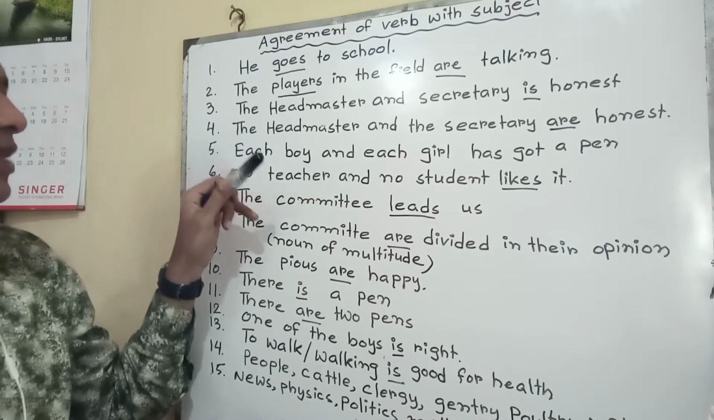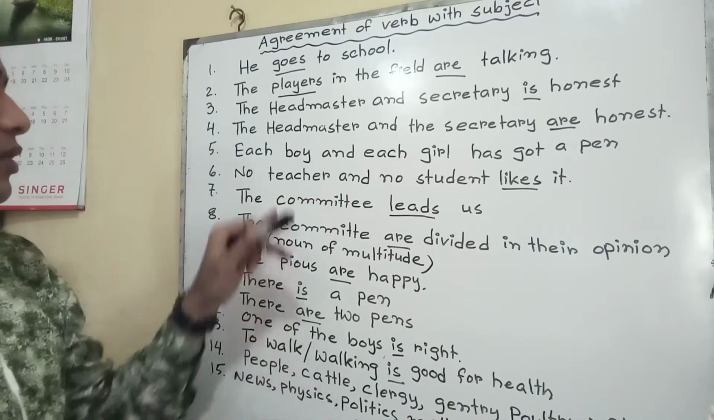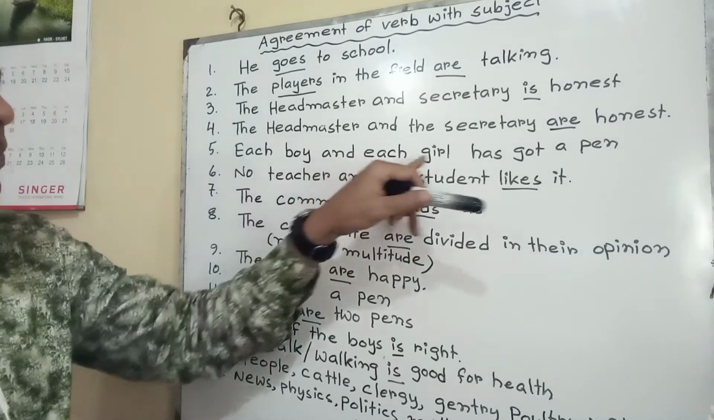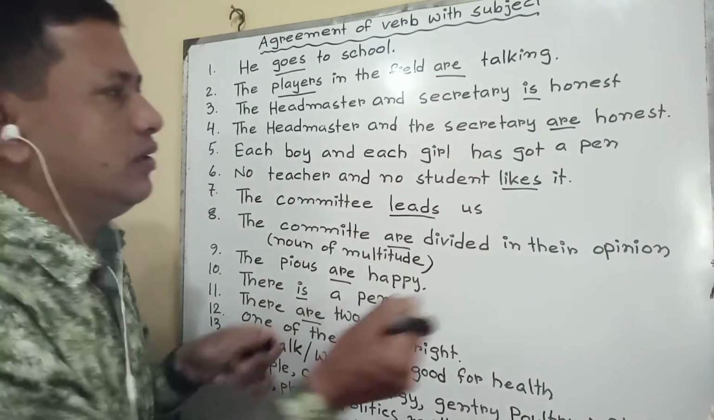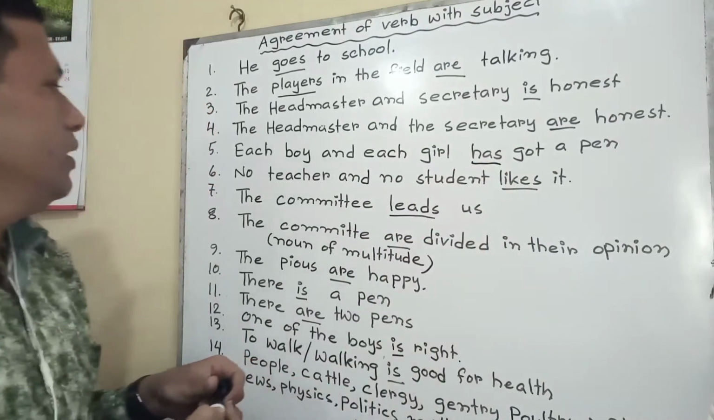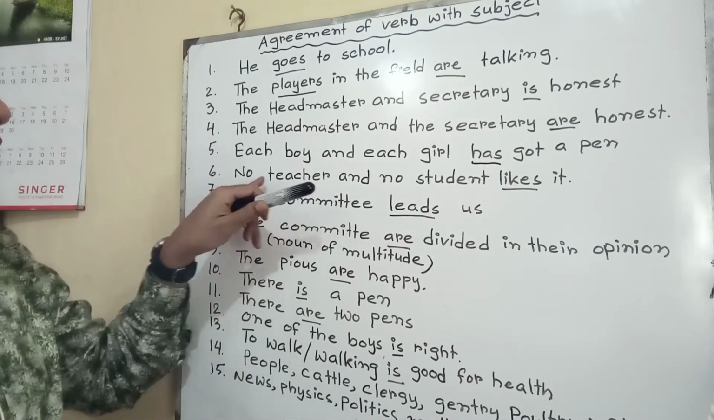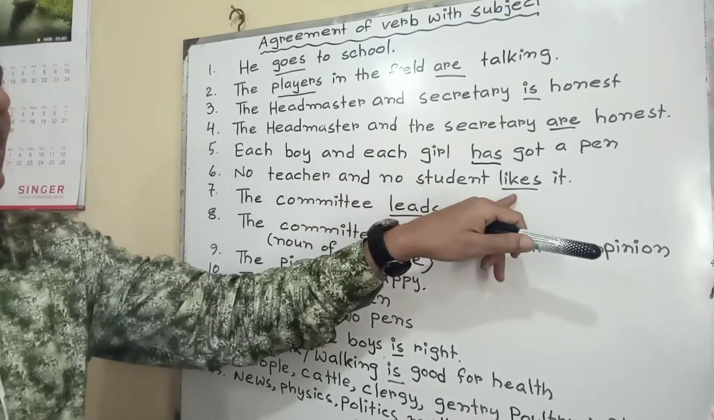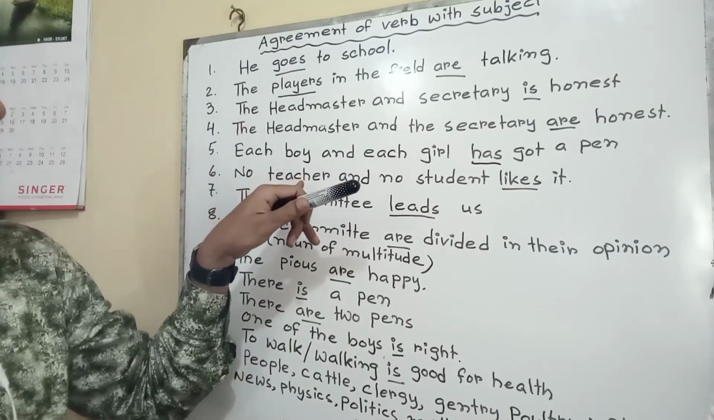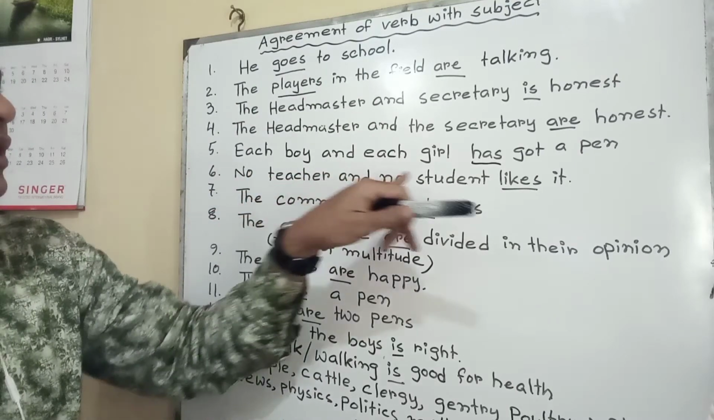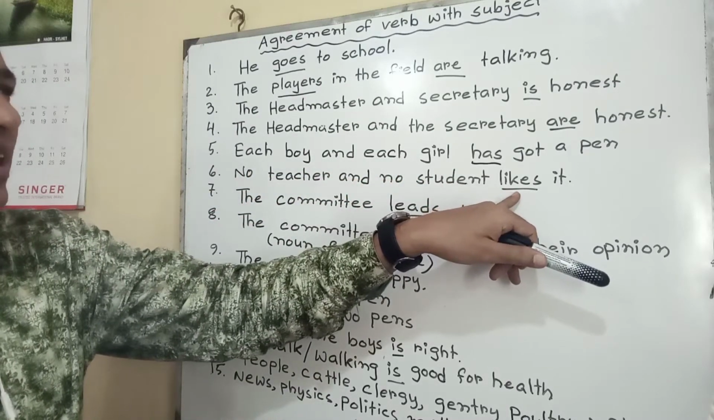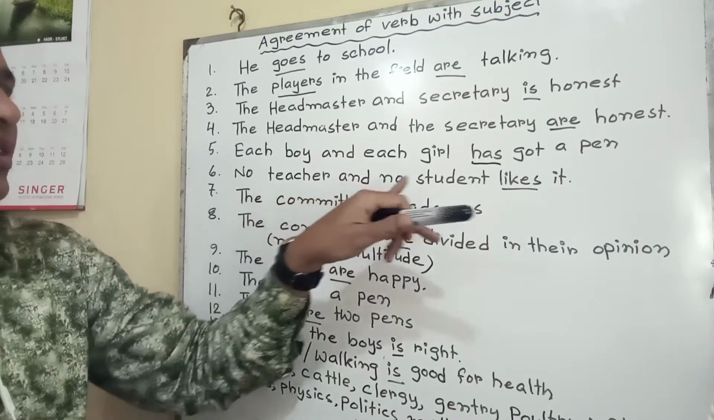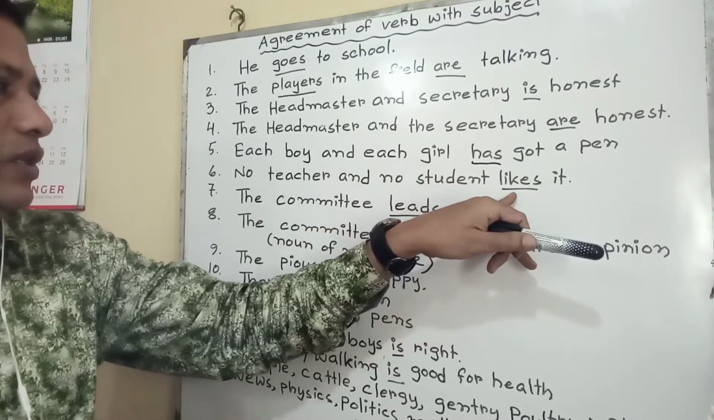Rule 5, each boy and each girl has got. With every noun, each is used. That means has or is. Rule 6, no teacher and no student. That means singular. No teacher, no student likes. I have told you that if the subject is in singular form, at that time we have to add s or es with the main verb. That means no teacher, no student, the subject is considered as singular.